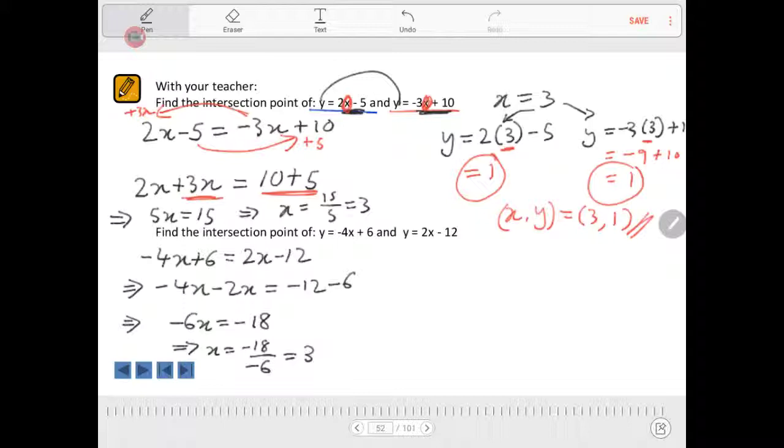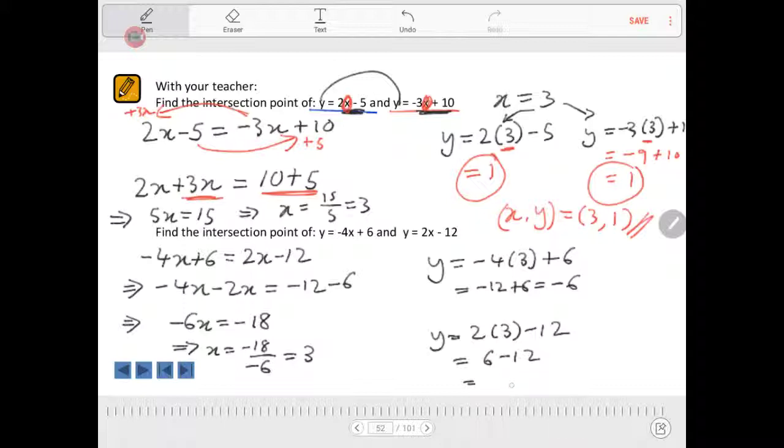So we put that into the two equations. y equals negative 4 by 3 plus 6, and y equals 2 by 3 take 12. This one, negative 12 plus 6, which is negative 6. So we should get negative 6 again here. 6 take 12. Did it work out? You bet it did. Negative 6.